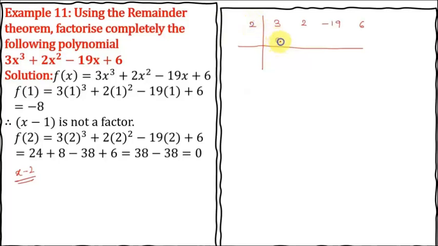Here is a 0. 3 plus 0 is 3. Okay. 2 into 3, you will get here 6, so 8. 2 into 8, here is 16. Minus 19 plus 16 is minus 3. Minus 3 into 2, minus 6. And overall 0. Now here is the second factor. Okay. See this here.